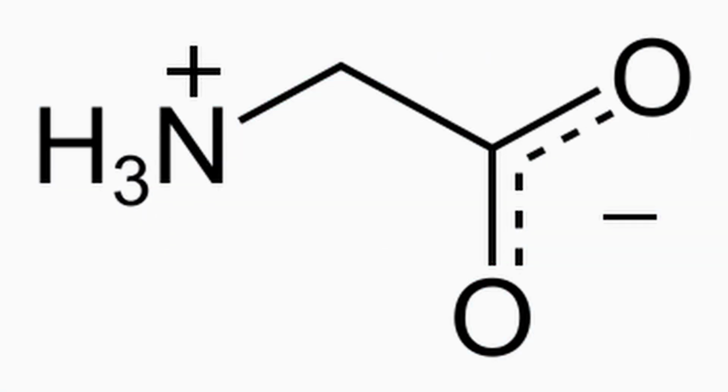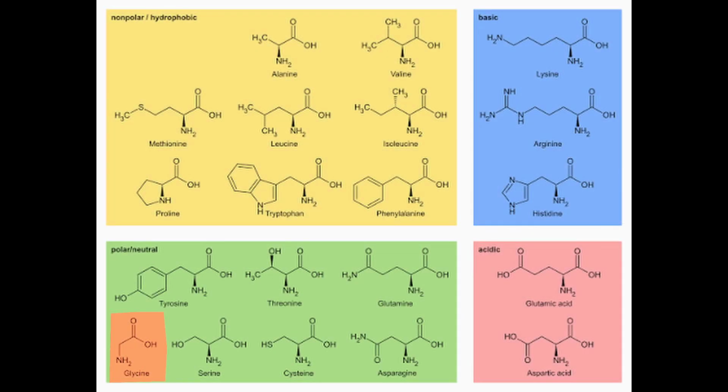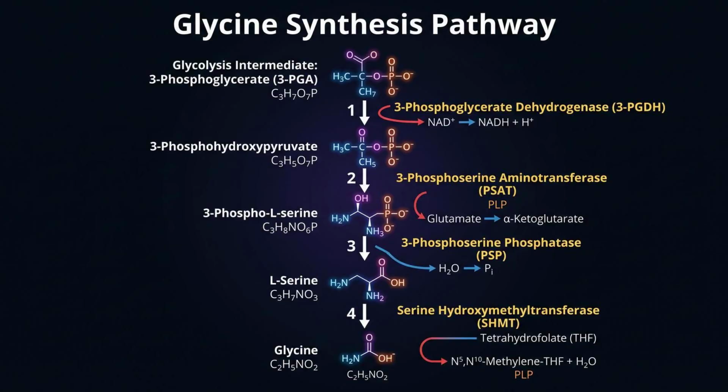Glycine. The smallest amino acid. It is synthesized from serine, which at its turn is synthesized from 3-phosphoglycerate, a glycolysis intermediate.